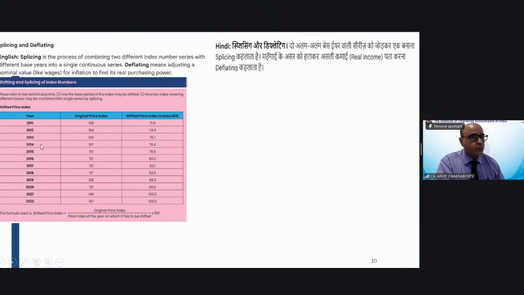Please see, in this way, every year's price index has been shifted to the new base year 2021, excepting for the fact that 2021 had an original price index of 140, now we have the base of 100, क्योंकि अभी 2021 नया base year बन चुका है. So this is how we do the shifting.